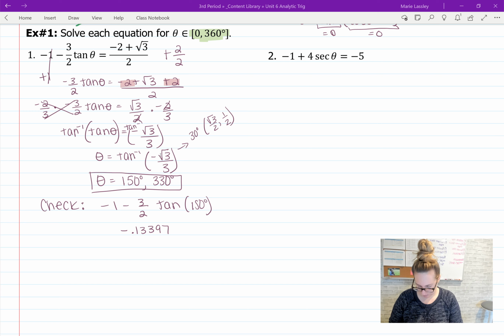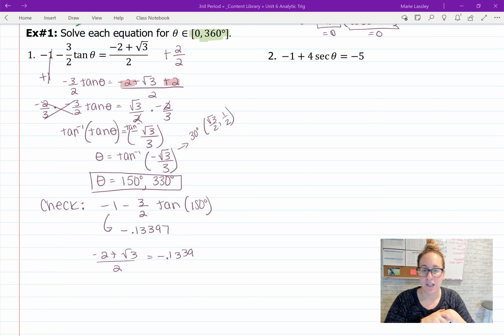So you can still check your answers with these ones just like you would with a normal solving problem. You just need to make sure that your calculator is in the right mode. Since this one told us that our interval is 0 to 360 degrees, we should be in degree mode, and we should give degree answers. If you see problems on your homework that say to do it from 0 to 2 pi, then your answers should be in radians because the interval you're given is in radians. Then you would want to make sure, if you're checking your answers, that your calculator is in radian mode.